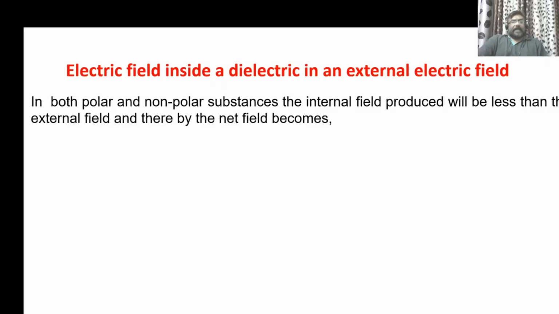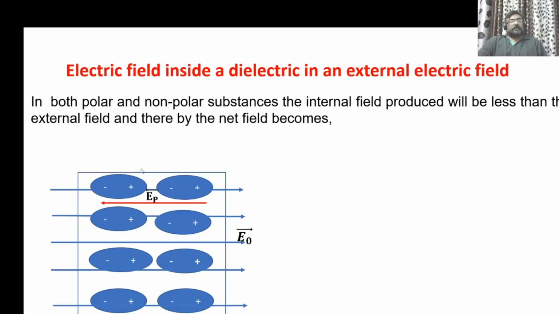Now let us check what will happen if you keep a dielectric substance in an external electric field. If you keep both polar and non-polar substances in an external electric field, another electric field is created inside it due to the polarization. So this figure explains it. This is the dielectric substance, and an electric field is applied here, which is denoted by E0, acting in the positive X direction. So the molecules have a separation of charge centers, so they have a dipole moment.